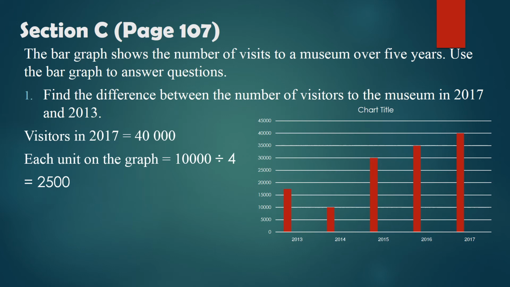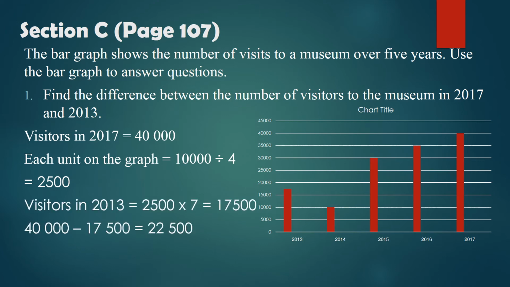So you have to find each unit on the graph. How can you find it? Just take 10,000 divided by 4 and then you get 2,500. Then you know the value of each unit on the graph. You can find the number of visitors in 2013 by taking 2,500 times 7. Why do you take 2,500 times 7? Because there are 7 units from 0 to 2013, and then you get 17,500.